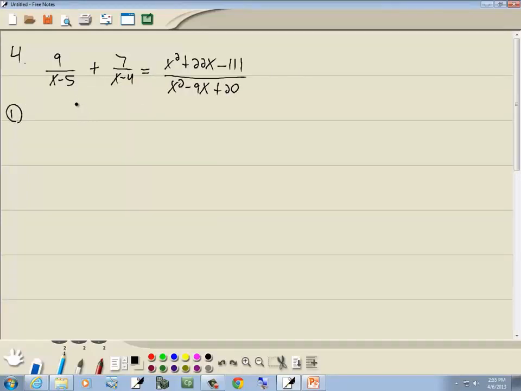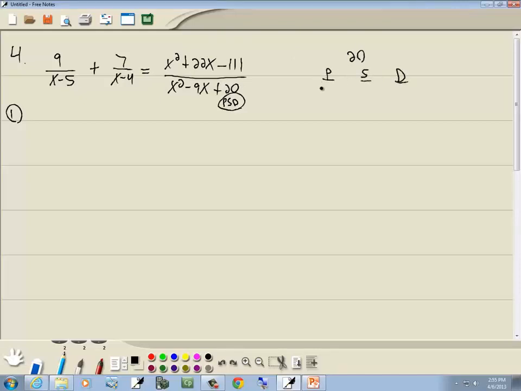Step 1. Factor all our denominators. The x minus 5, the x minus 4 I can't do anything with. But x squared minus 9x plus 20 is the PSD method. Because it's x squared, x, no number in front of the x squared. PSD, we take the number at the end, which is the 20, and we come up with our 3 columns.